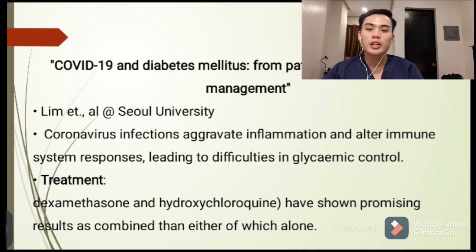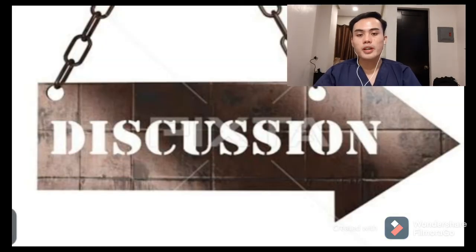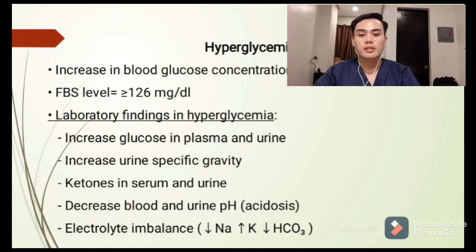And within their study, they experimented on treatments. They had two experimental agents, namely dexamethasone and hydroxychloroquine, which have shown promising results as combined than either of which alone. So, in terms of treatment, mas effective daw na in combination ng dalawa compared sa isa lang yung gagamitin. And the researchers concluded that getting vaccinated against SARS-CoV-2 is the best way to avoid complications. Since mahirap ngang i-manage, so much better na iwasan na lang na makakontract ng COVID. So for the discussion proper, let us define what hyperglycemia is.